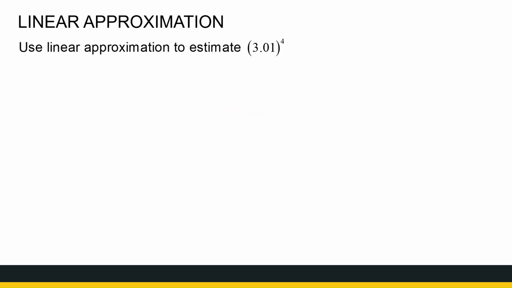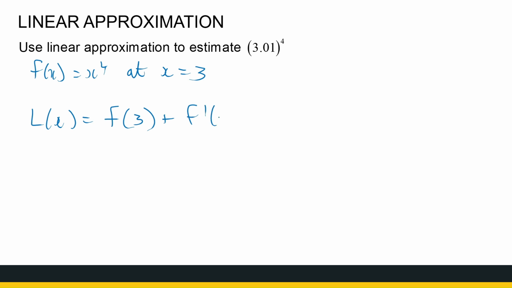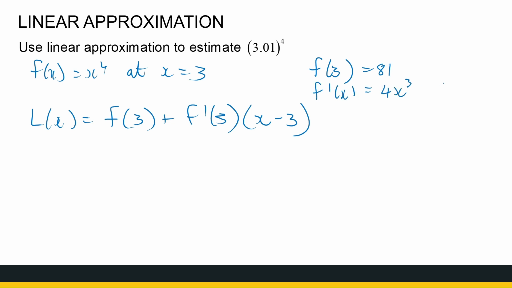So let's look at another one. If I want 3.01 to the power 4, if that's what I want to approximate, I'm going to use the function x to the power 4. My linear approximation is then going to be f at the point x equal to 3. So f at the point 3 plus f's derivative at the point 3, the gradient, times x minus 3. So let's look at it. f at the point 3 is just 3 to the power 4, which is 81. f's derivative at the point x is 4x cubed. So f's derivative at the point 3 is 4 times 27, which is 108.